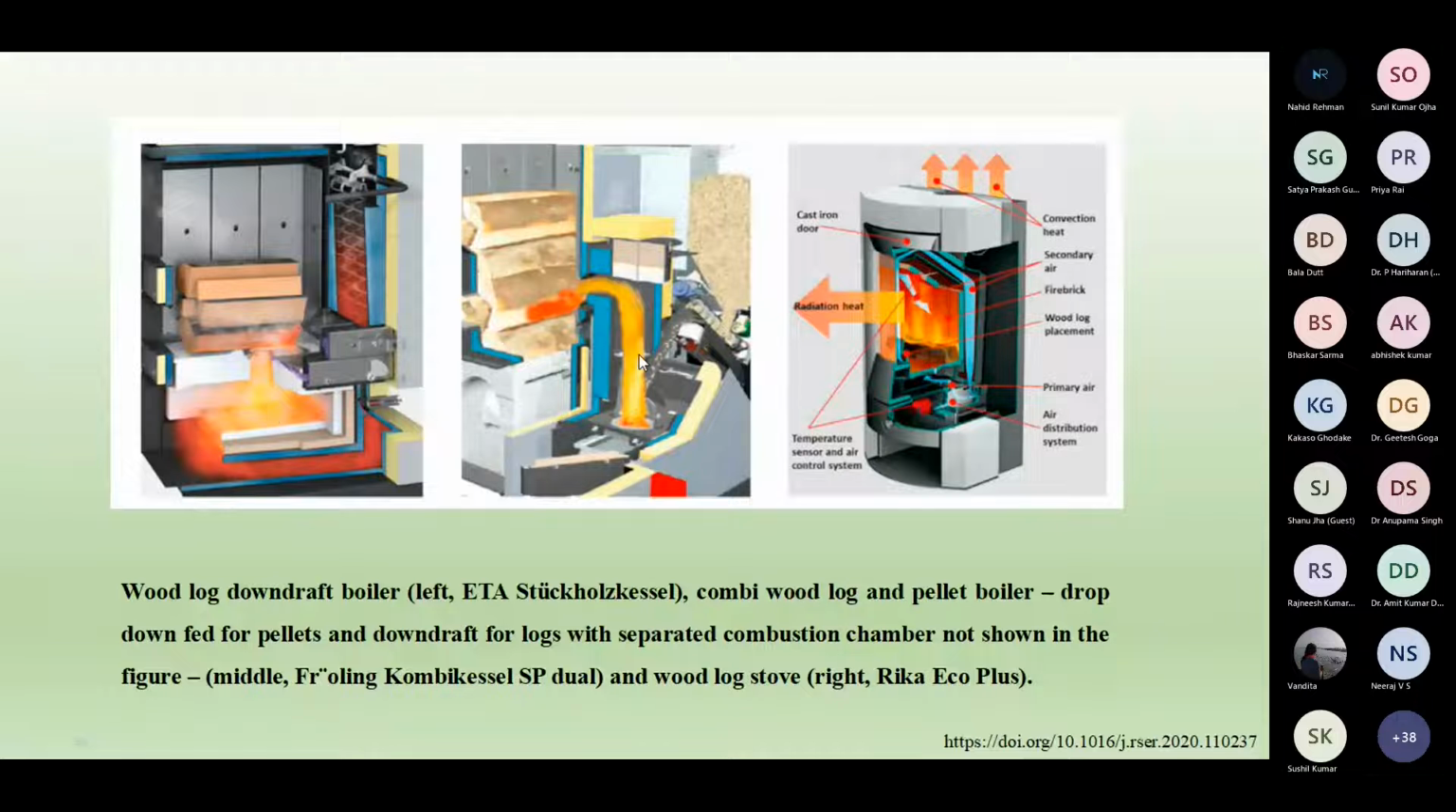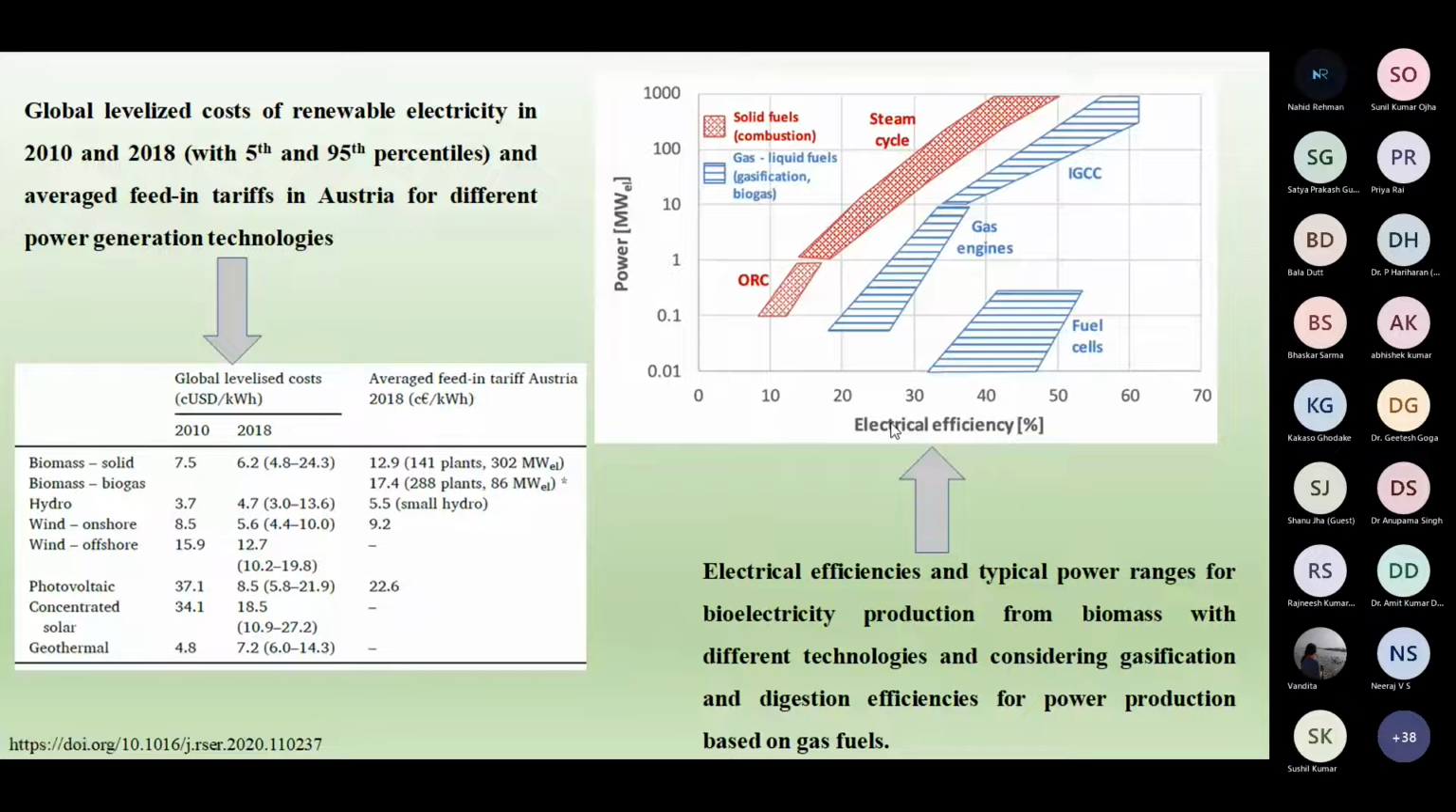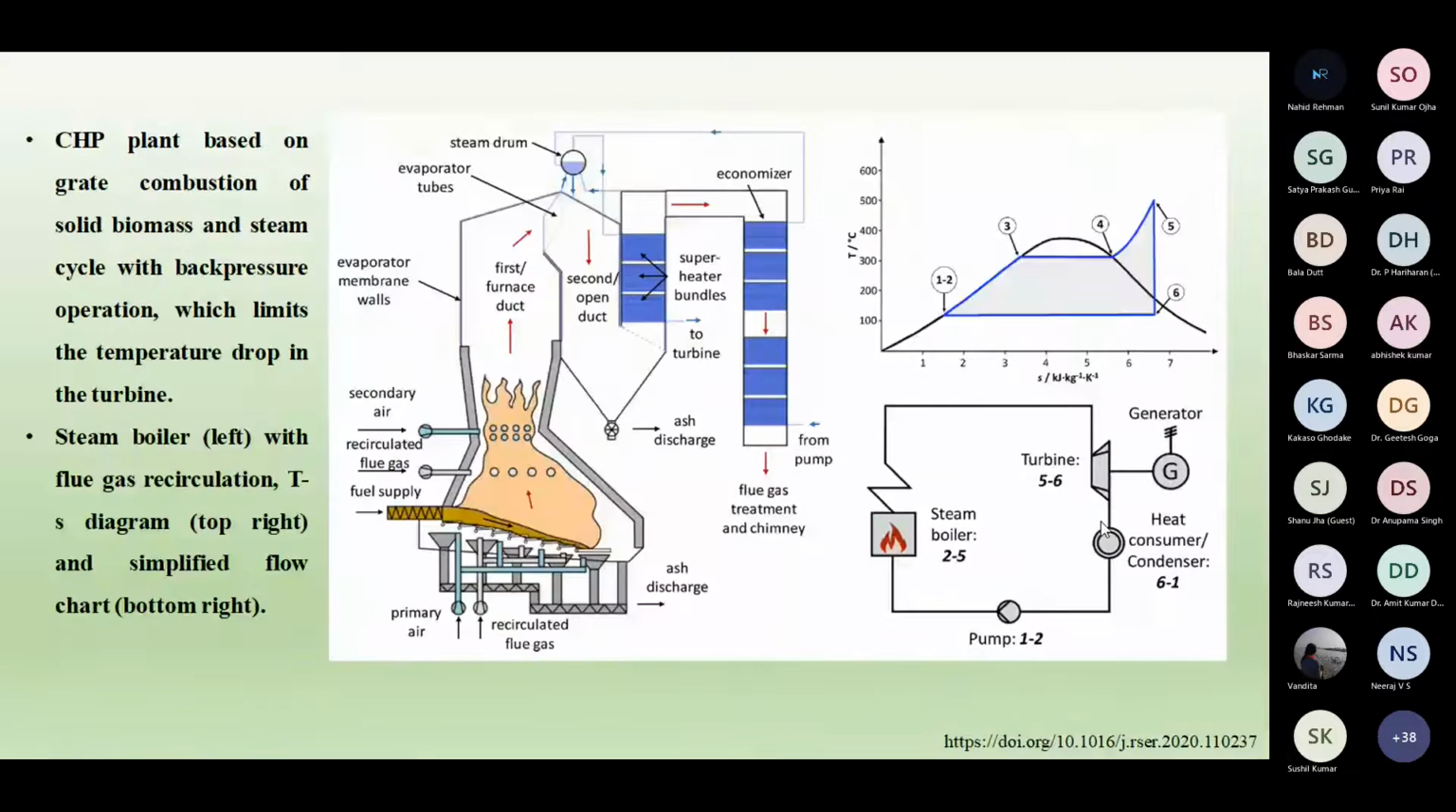And this one is the combi wood log, and this one is the downdraft for logs. It's showing the schematics. It's a very big setup. As it is shown, it looks like it might be generating a tremendous amount of heat. So this is the way they are generating power in Austria, and they found that it is very efficient technology. So digestion and gasification are a major one there.